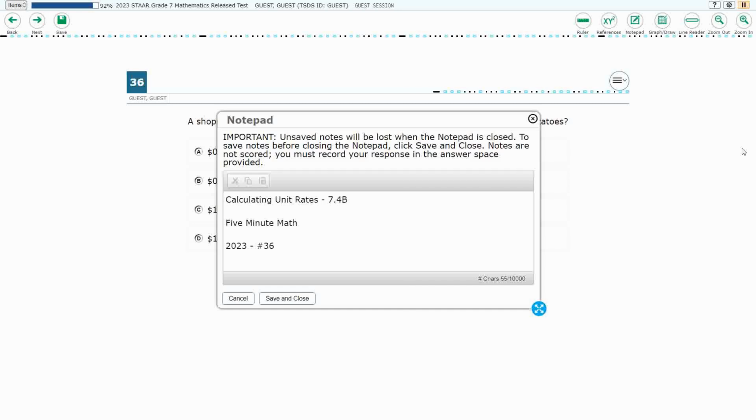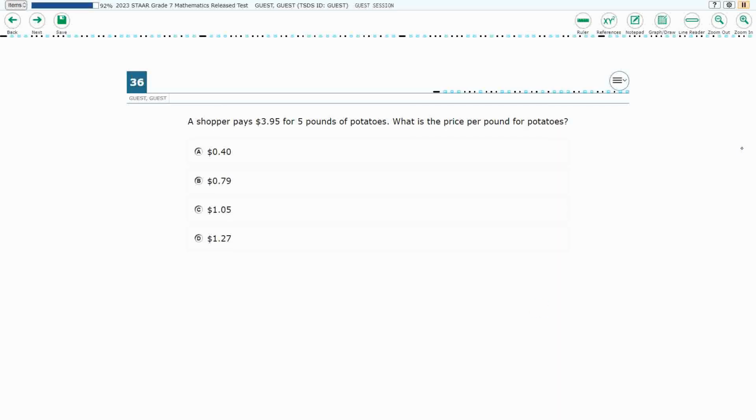Today we are looking at the 7th grade concept of calculating unit rates. This is standard 7.4b in the great state of Texas, and we are using item number 36 of the 2023 released STAAR test. If you haven't done so already, please go ahead and take a moment to pause the video, work this problem out on your own, unpause it, and we will look at our answers together.